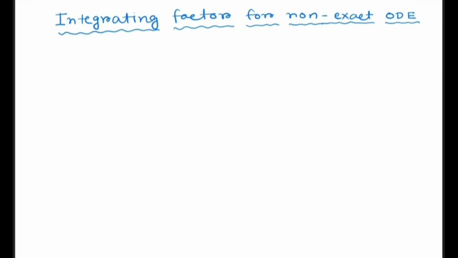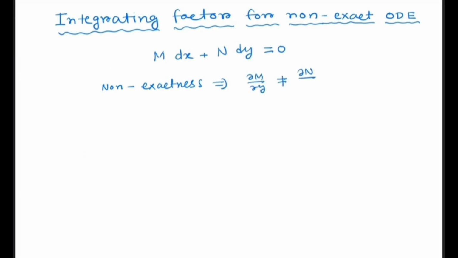So let M dx plus N dy equal to 0 be the given non-exact ODE. Then since it is non-exact, non-exactness implies that del M/del y must be not equal to del N/del x.